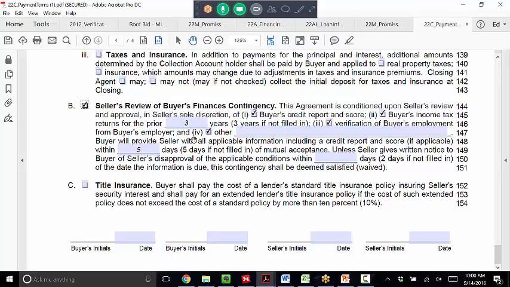Title insurance. Buyers shall pay the cost of lender's standard title insurance policy ensuring seller's security interest and shall pay for the extended lender's title insurance policy if the cost of such extended policy does not exceed the cost of a standard policy by more than 10%. In our example, should Doris get title insurance? No? Oh, heck yeah. Very much so, right?